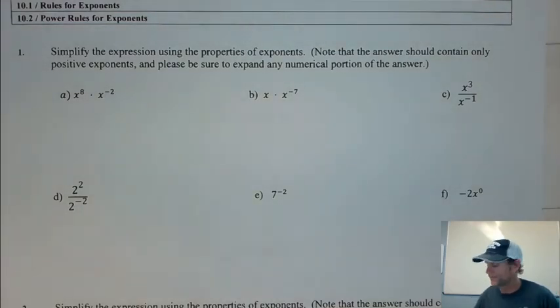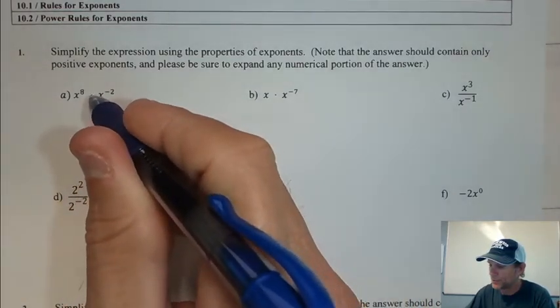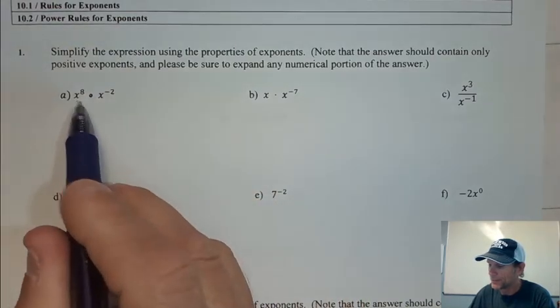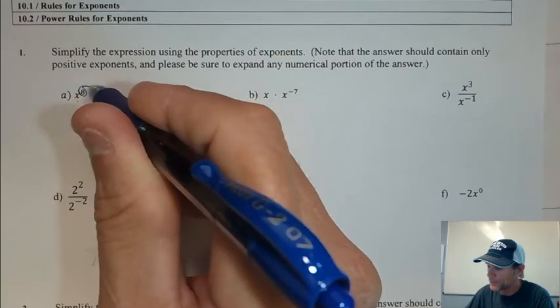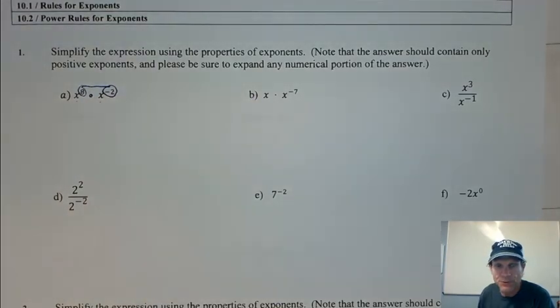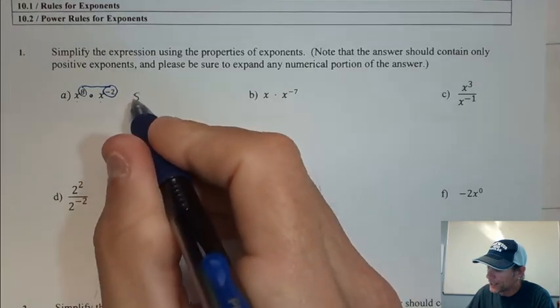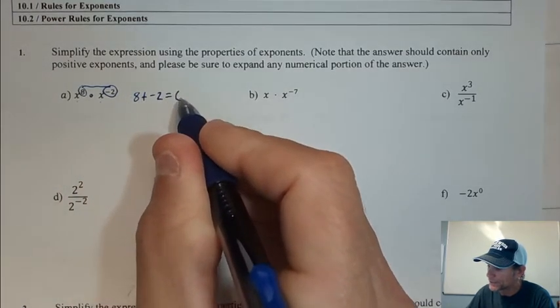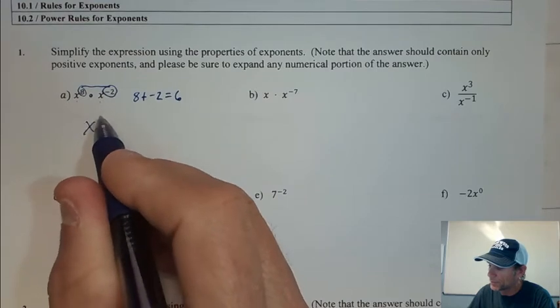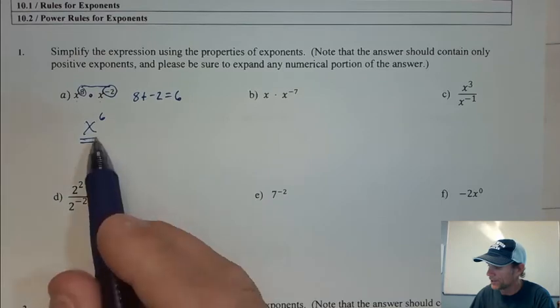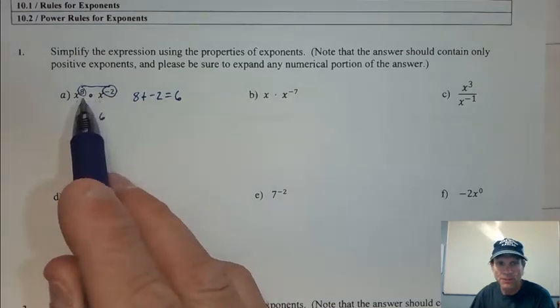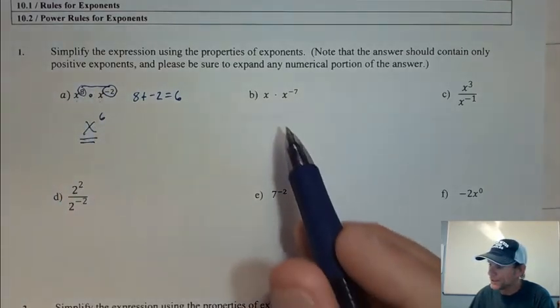Taking a look at these problems in your note packet, the first one, 1a, is multiplication, and we notice that we have like bases here of x. With multiplication, what we end up doing is we just add these two exponents together. Taking 8 plus negative 2, we get 6. And that's the power that we'll put on the base, okay? Or the exponent on the base. So the product rule is associated with addition, all right?